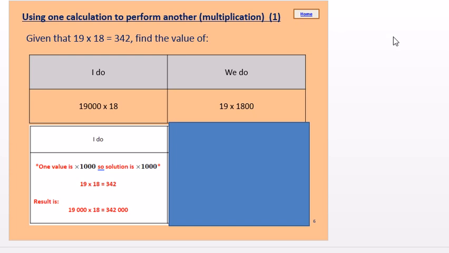Okay, so for the next I do, we have 19,000 times 18, and we have to work out what that equals. Compare it to the calculation above. 18 has the same value again. But 19,000 is 1,000 times bigger than 19. So our solution to this problem will be 1,000 times bigger than 342. So if we do 342 times 1,000, we will get 342,000. Please pause the video and try the we do for yourselves.